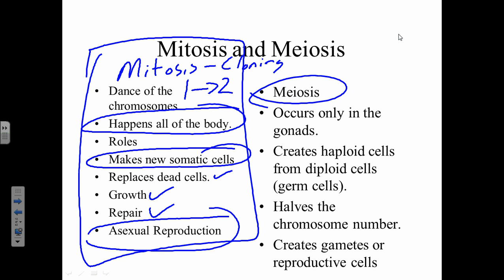Do amoebas have what? Yeah, they're eukaryotes. On the other hand, this right-hand column are things related to meiosis. Meiosis is a specialized kind of cell division. It only happens in the gonads, which means in your ovaries, if you're a woman, or in your testes, if you're a guy. It's the only place in your body where this happens.